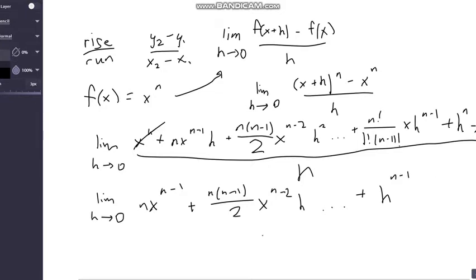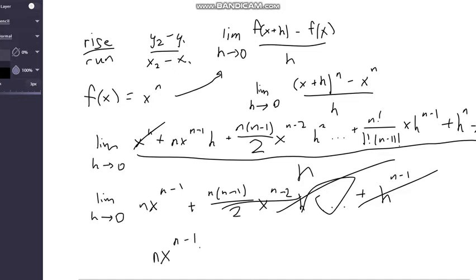Alright, now since we have this limit as h goes to 0 to begin with, we can plug in 0, since there's no h in the denominator to make this equation invalid. We can plug in h equals 0 in order to cancel out all this, including the stuff in the dot dot dot, and we get the power rule, which is n x to the power of n minus 1. So this is the power rule.